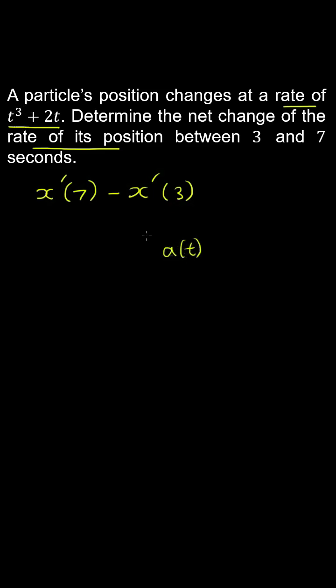A particle's position changes at this rate, and determine the net change of the rate of its position between 3 and 7 seconds. Well, the net change in the rate is going to be x dash of 7 seconds minus the first derivative of position with respect to time evaluated at 3 seconds. So you can get this right away from the rate function or the velocity, or alternatively you can differentiate this to get the acceleration and then obtain the area under the acceleration time curve by integrating from 3 to 7 seconds, and that's going to give you the exact same result. So have a go at doing that and post your answer in the comments.